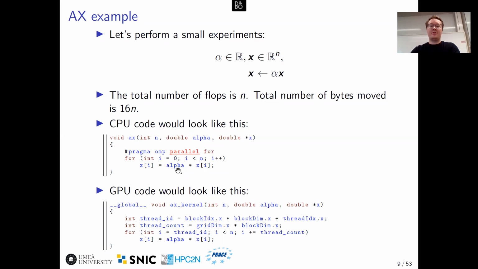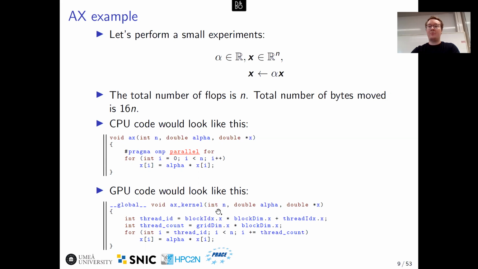And again, looking at the CPU code, we have a for loop here that simply iterates over the length of the array, and then I parallelize it with the OpenMP parallel for. That will basically split this for loop into chunks and assign these chunks to the set of threads that will do these multiplications in parallel. And yesterday you saw that the kernel for the GPU would look something very similar.